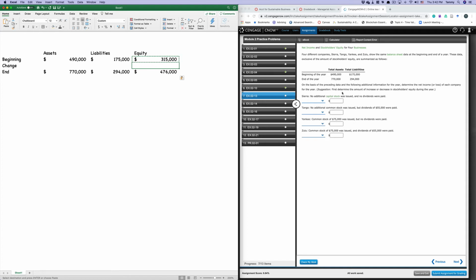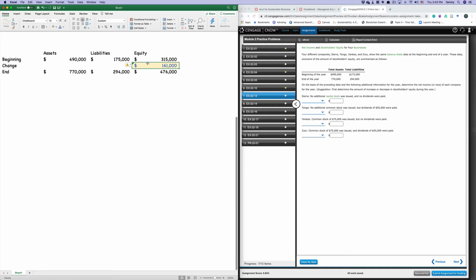You see how they say first to determine the amount of increase or decrease in stockholders' equity during the year. Okay, so let's make that blue. Okay, so the change is we have increased our stockholders' equity by $161,000.